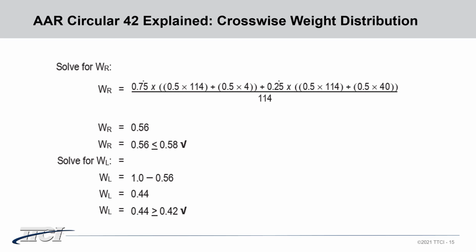And in this case, the right side of the boxcar is less than 0.58, and the left side of the boxcar is more than 0.42. So this load example has a cumulative lateral load imbalance of less than 18 inches and meets the requirements of Rule 4C, Paragraph 4.